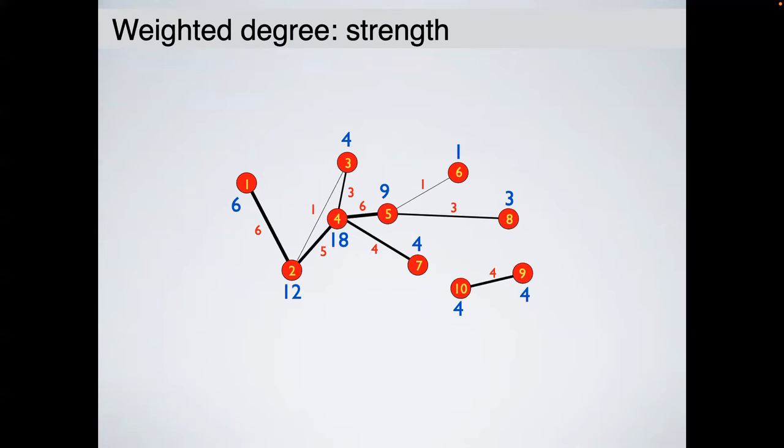Here is the strength. What we call the strength of a node is the weighted degree. In red, you have the weights of the edges, and in blue, you have the strength of the node. For instance, this one has a strength of 12 because it has one edge of weight 6, 5, and 1. So it's 6 plus 5 plus 1, which is 12. And the same for all the others. Obviously the degree and the strength are often correlated, but they can also be very different in some cases.